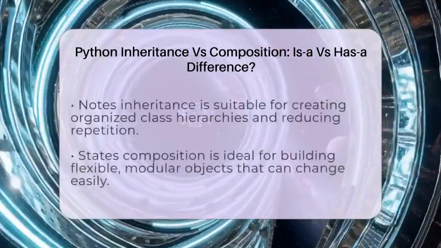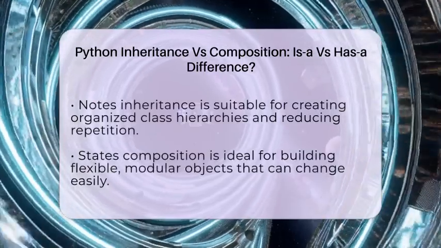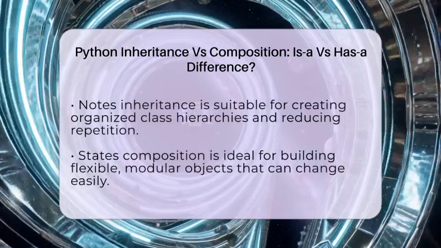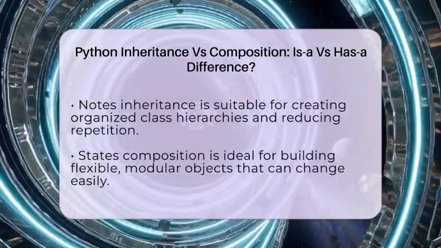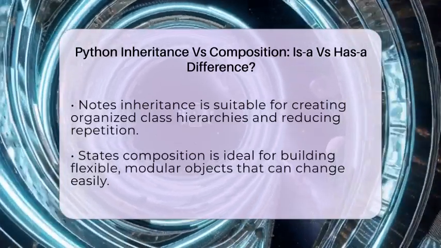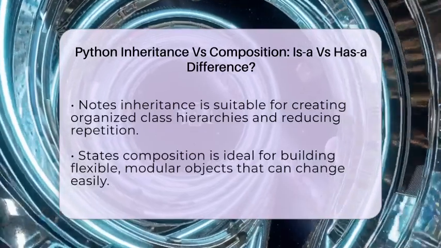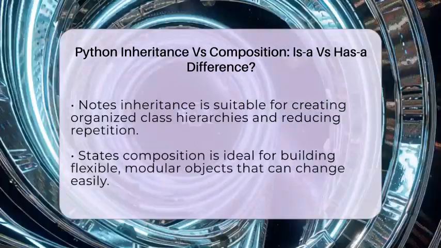Let's look at some examples. If you have a class called person and another called student, you might use inheritance because a student is a person. The student class can inherit properties like name and age from person. But if you have a class called house and another called room, you'd use composition because a house has rooms. The house class would include a list of room objects, showing the part-whole relationship.